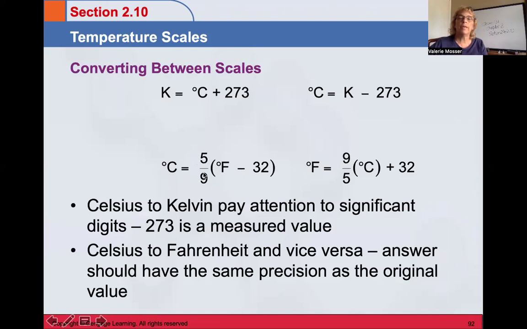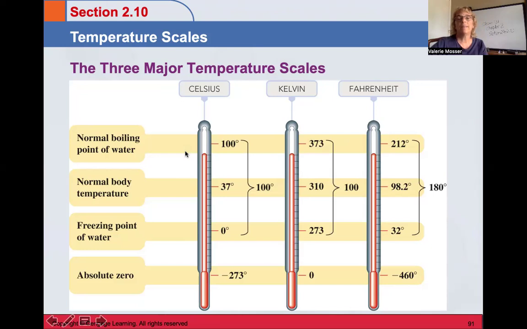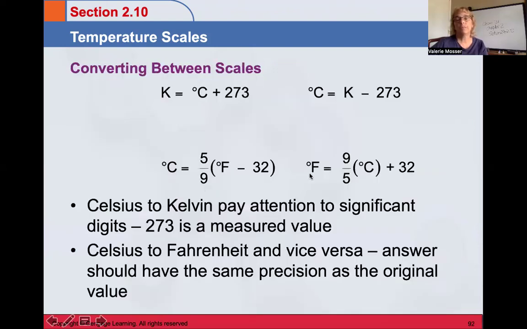100 over 180 explains this 5/9. If you punch in 100 over 180, it'll come out to 5/9. That's why when we convert between Celsius and Fahrenheit, we have to change the size of the degree. Celsius degrees are bigger than Fahrenheit degrees. Fahrenheit degrees are smaller. So when we go between Celsius and Fahrenheit, we have to change the size of the degree.